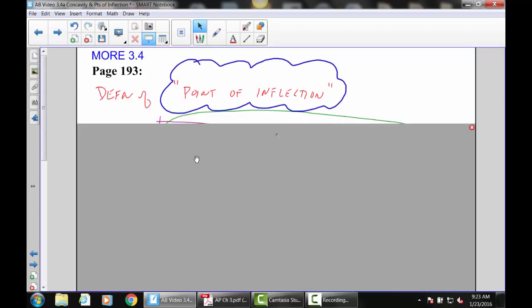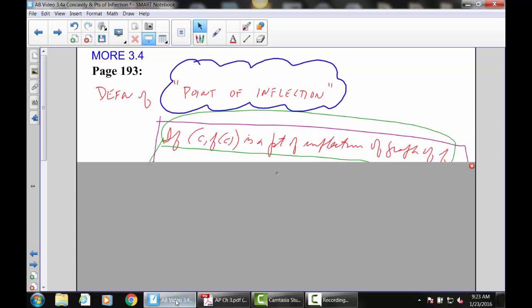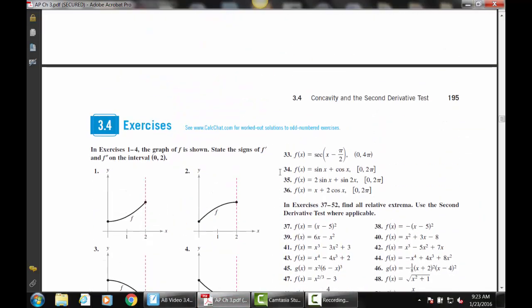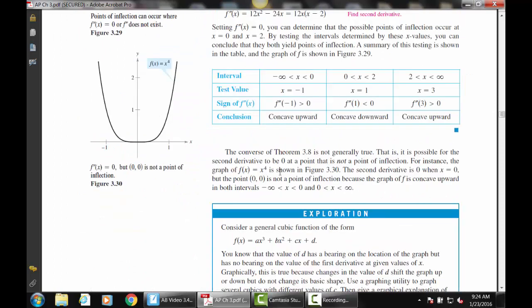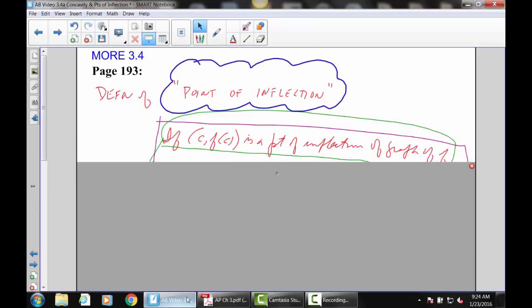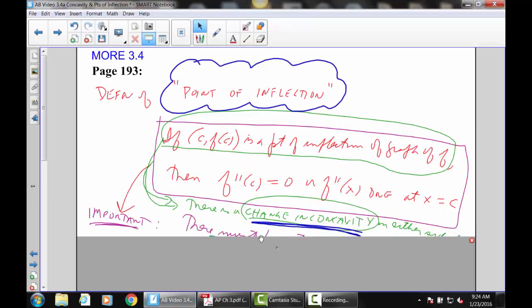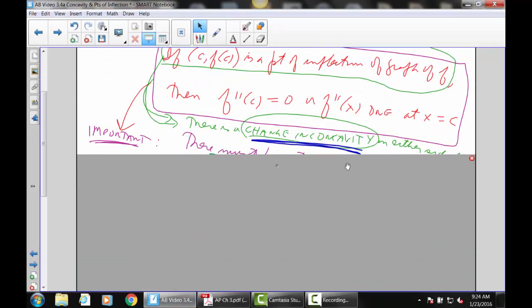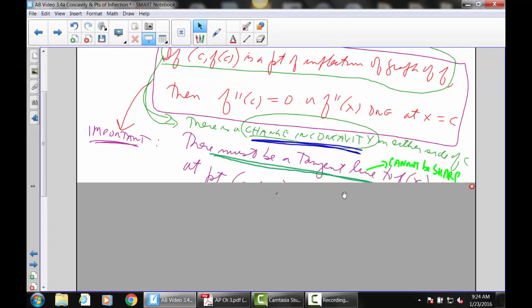Okay, so now the definition of a point of inflection. I can actually let you look at the real version in the book. If (c, f of c) is a point of inflection of the graph of f, then either the second derivative at c equals 0 or the second derivative at c does not exist at all. Now, this is kind of an interesting definition because it's saying if it's a point of inflection, then that is true. I'm not saying that's false, but there is more to it than that, okay? So this is their definition. Now, there also has to be a change in concavity on either side of that number.